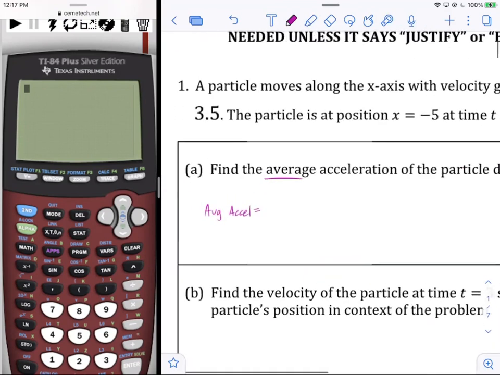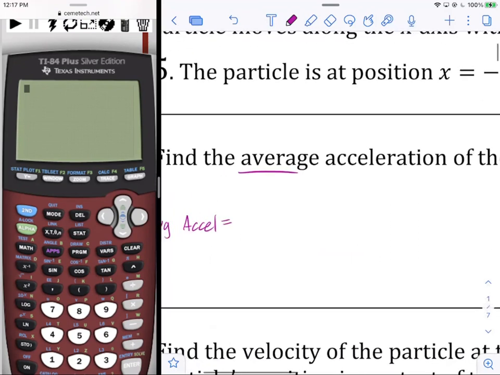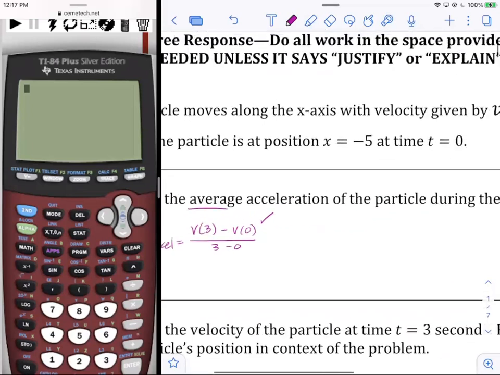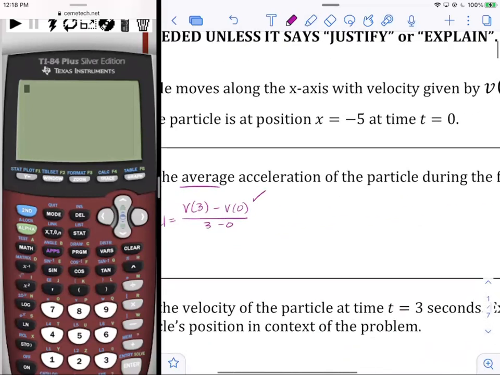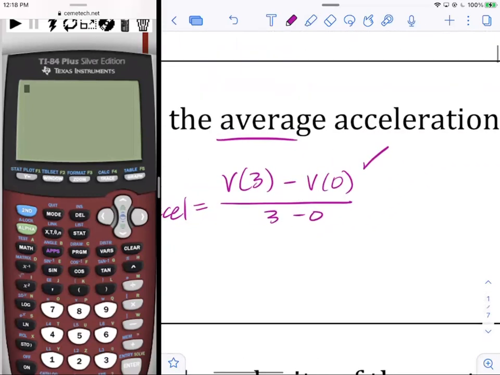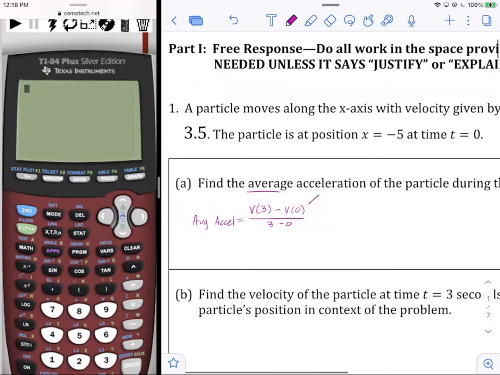So all you have to write is v of 3 minus v of 0. That's going to be the change in velocity over the change in the corresponding time. So that's your difference quotient. That would earn a check. And again, if you're not sure if that's going to give you the right answer, look at the units. The units of velocity are in feet per second, and the units of the bottom are seconds. Feet per second divided by second is feet per second squared.